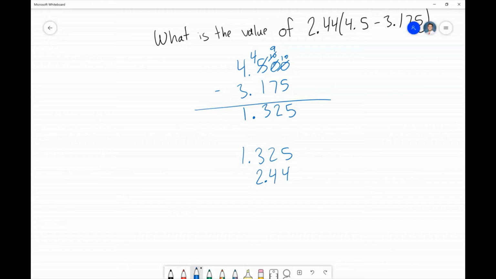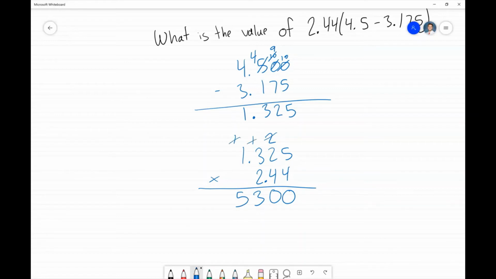So again, we're not worried about making sure these decimals are lined up when we multiply, but instead just having our numbers align here on the right side. So now we can multiply. 4 times 5 is 20. 4 times 2 is 8. We add another 2, that's 10. 4 times 3 is 12, plus 1 is 13. 4 times 1 is 4, plus 1 is 5.